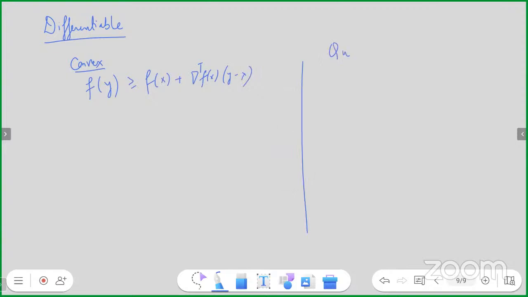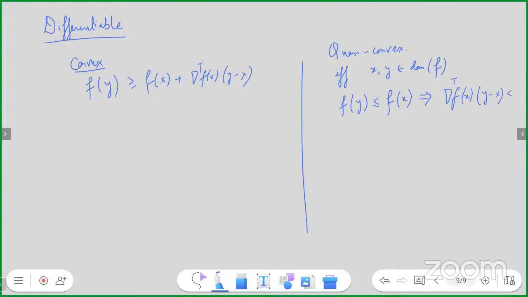In the quasi-convex world, what you end up getting is, if and only if, for x, y belonging to the domain of f, if f of y is less than or equal to f of x, then the gradient of f at x times (y minus x) is less than or equal to 0. So this condition is the same as quasi-convexity.